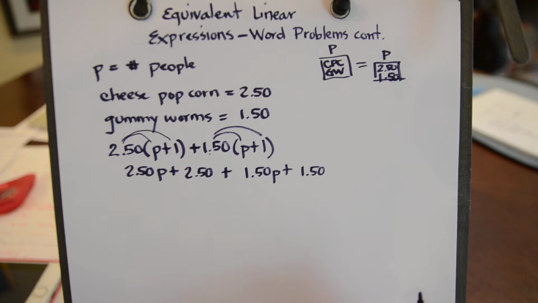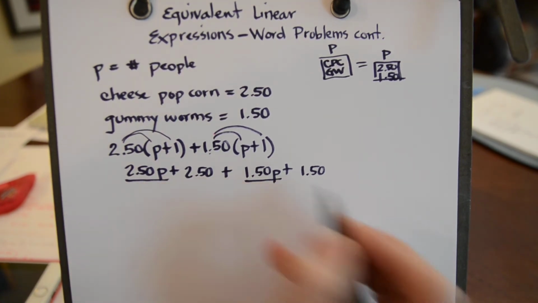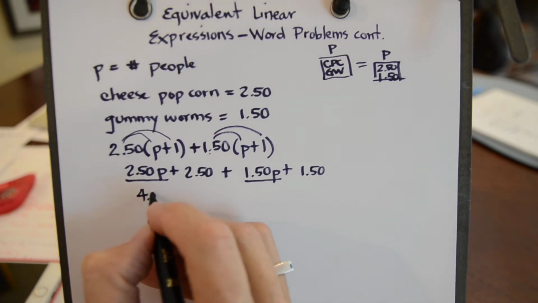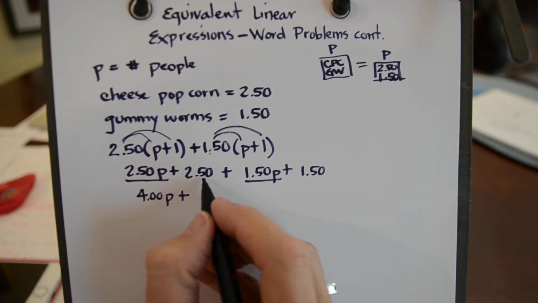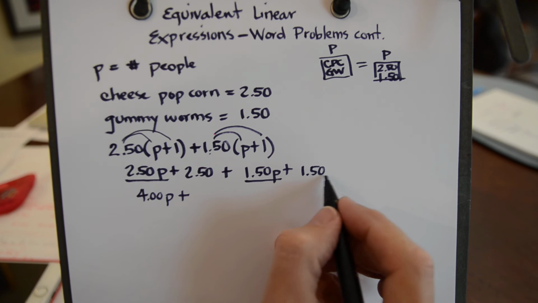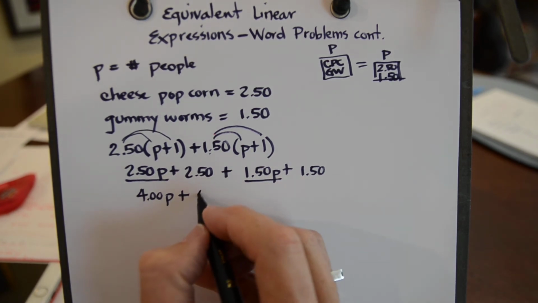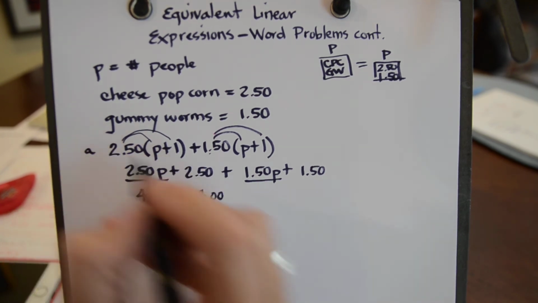Now I'm going to look for like terms. This 2.50P can be added to the 1.50P, which gives me $4P, plus 2.50 plus 1.50. The 2.50 and the 1.50 are like terms, so I can add those two together. That gives me just plain $4. Now I can't go any further here because these are no longer like terms. So that's as far as I could go with that choice. I'll just put a letter A there.